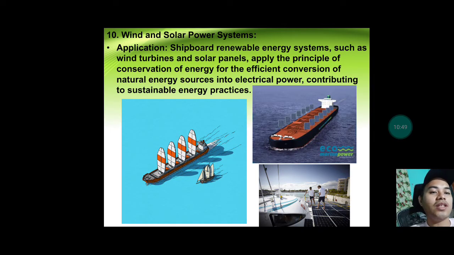Okay, lastly, we have wind and solar power systems. Renewable energy systems such as wind turbines and solar panels apply the principle of conservation of energy for the efficient conversion of natural energy sources into electrical power, contributing to sustainable energy practices. It's a good start, especially for big ships. So maybe they should also use solar power systems and wind power systems on board for electrical power and sustainable energy practices also.